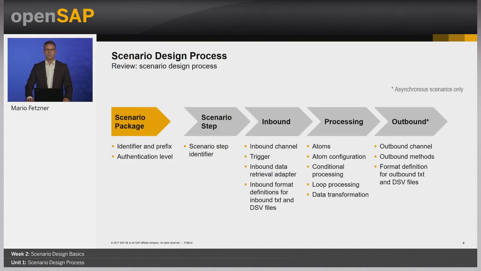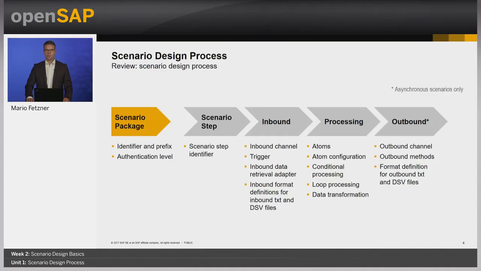Let's quickly review the scenario design process you saw last week in Unit 1. For the scenario package, you provide a name, identifier, and prefix. You define the prefix for your company in the development profile. The prefix is automatically added to the name that you choose. You can optionally choose the level of authentication from a predefined list.